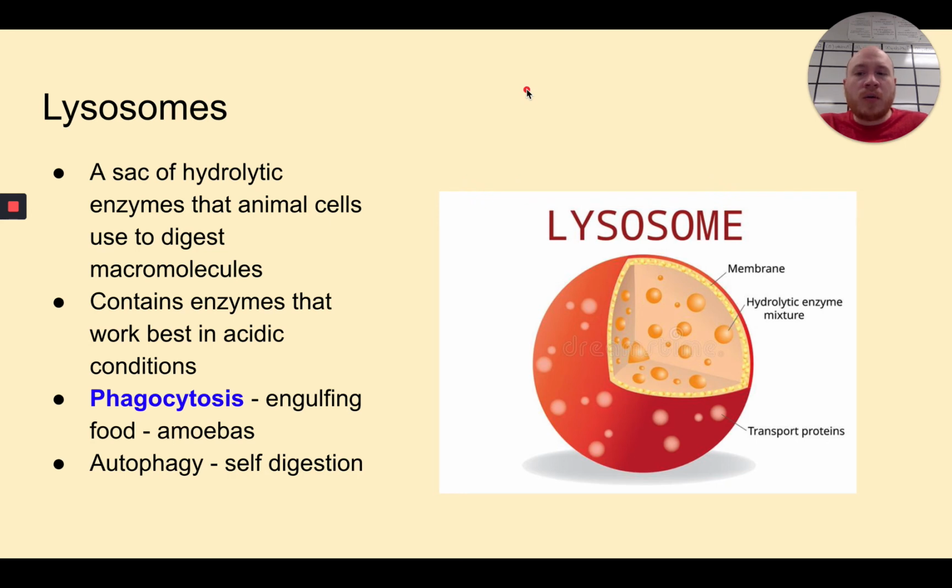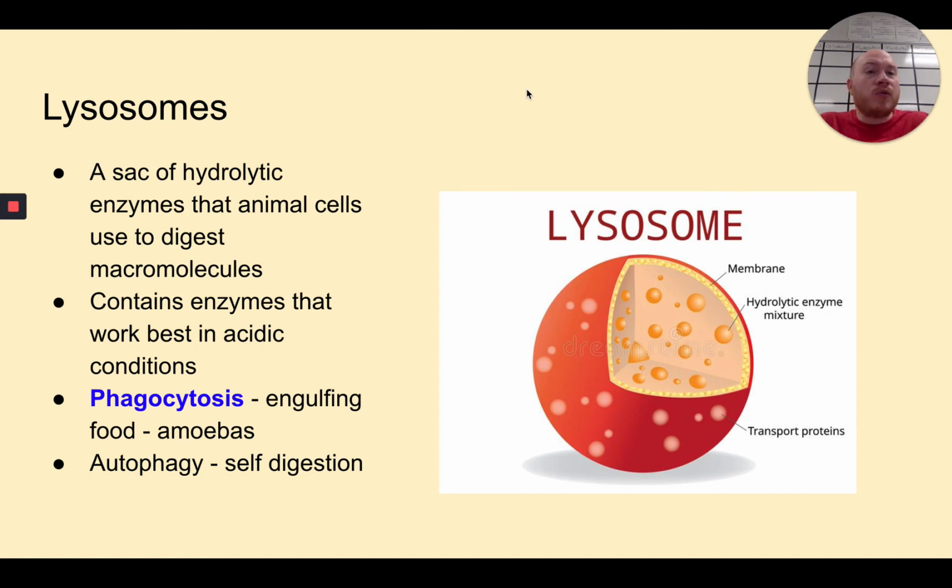Lysosomes are a sac of hydrolytic enzymes that animal cells use to digest macromolecules. They are found in animal cells, so be aware of that. And so what it does is it attaches to an organelle or a big old vesicle full of food product, like big chunks of something, and then it releases these enzymes into the other vesicle, and then the enzymes break the foods down, and now we have digestion.